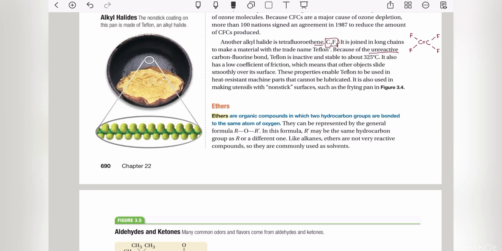And we'll talk about the rest of the functional groups in the next video.